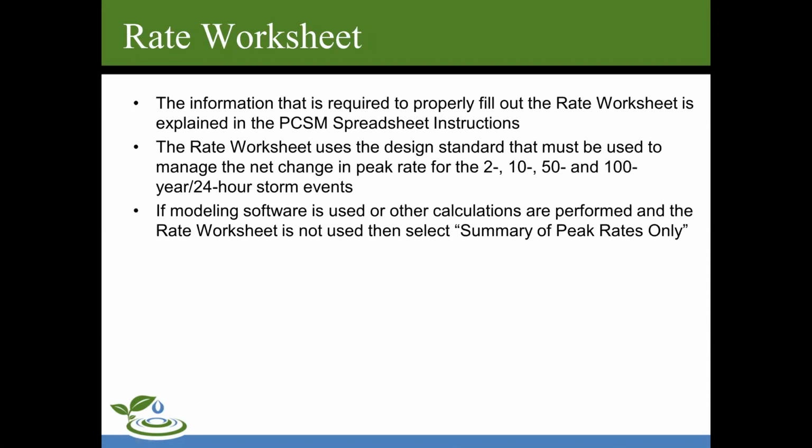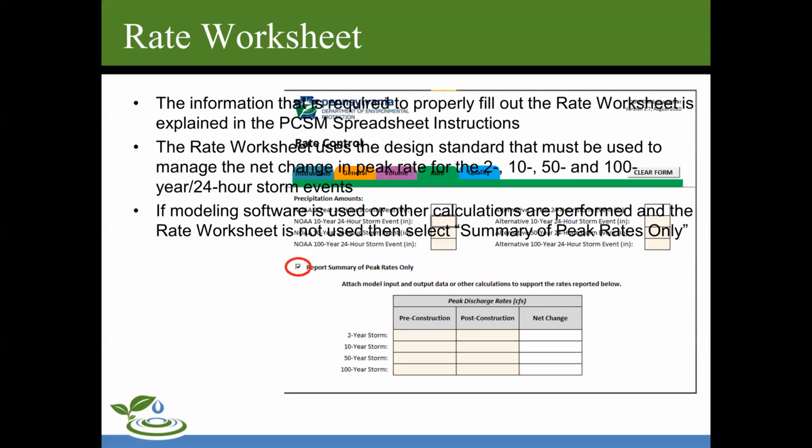The information that is required to properly fill out the rate worksheet is explained in the PCSM spreadsheet instructions. The rate worksheet uses the design standard that must be used to manage the net change in peak rate for the 2, 10, 50, and 100-year 24-hour storm events. If modeling software is used or other calculations are performed and the rate worksheet is not used, then select Summary of Peak Rates only. The information from the separate analysis will be used to fill in the boxes in this table.